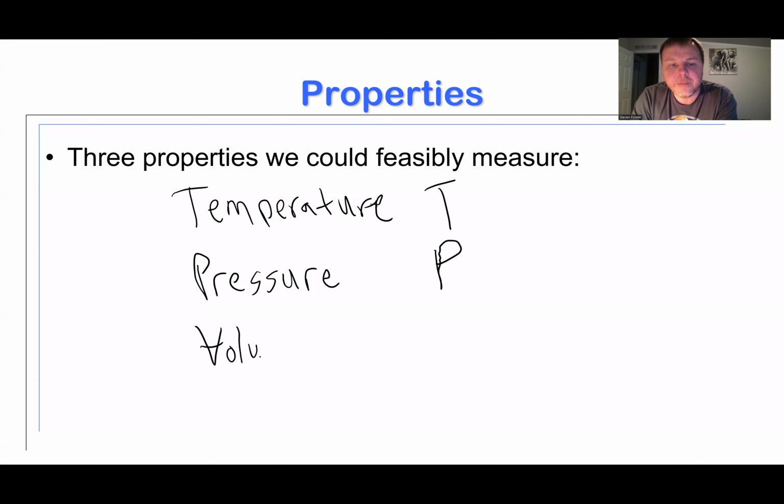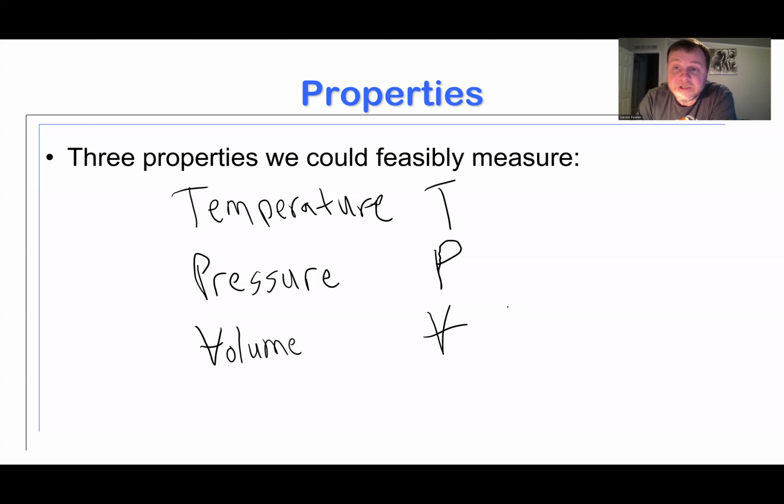Volume. I cross my capital V when I'm referring to volume. We'll see why in just a little bit. If I'm referring to other quantities, I don't cross the V. If I cross the V, it's referring to volume. Again, we'll talk about why probably by the end of this video.